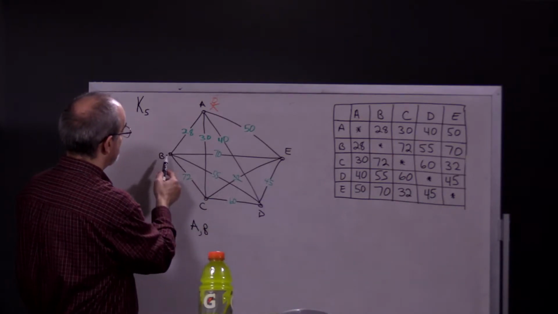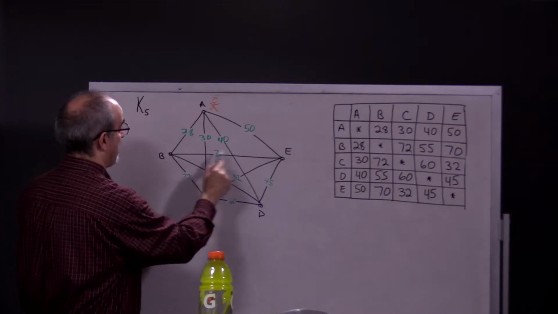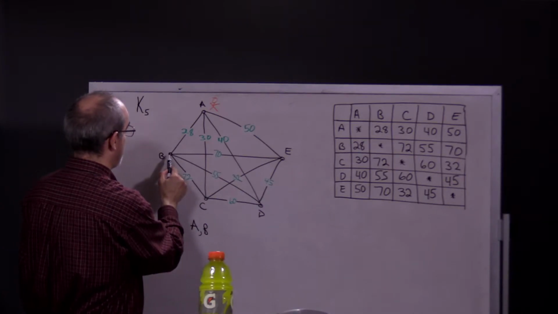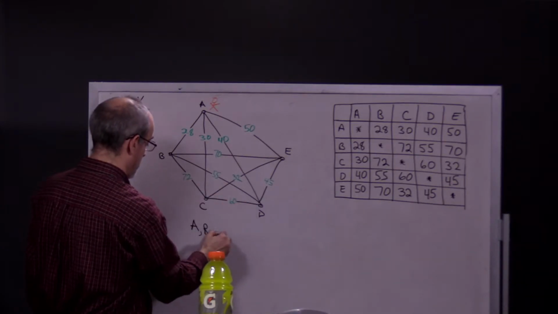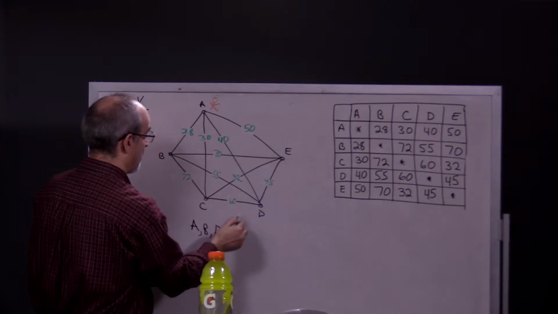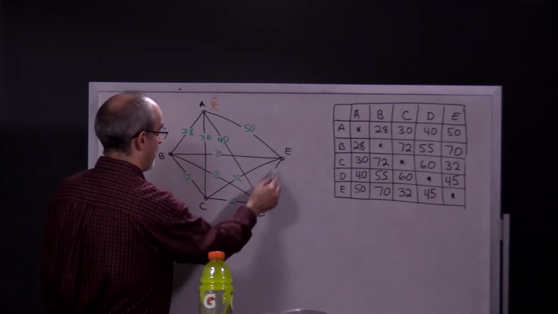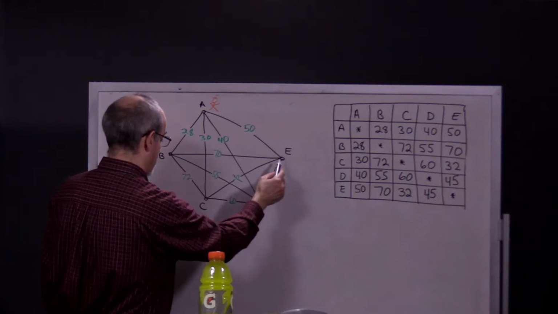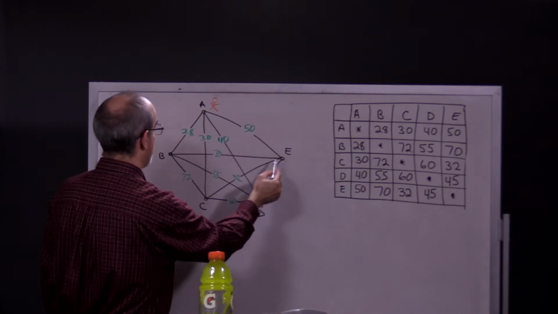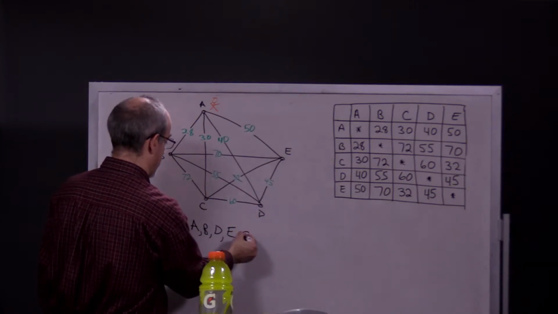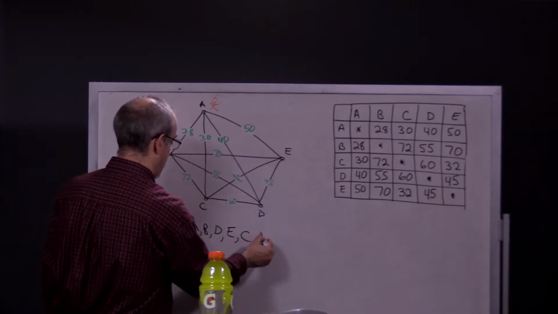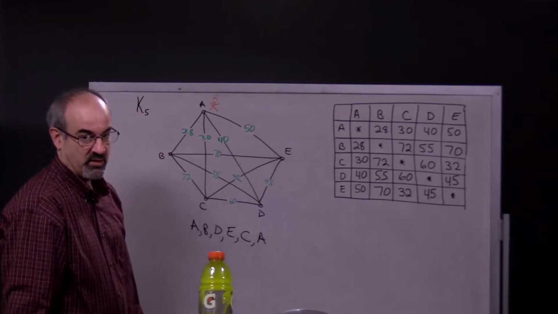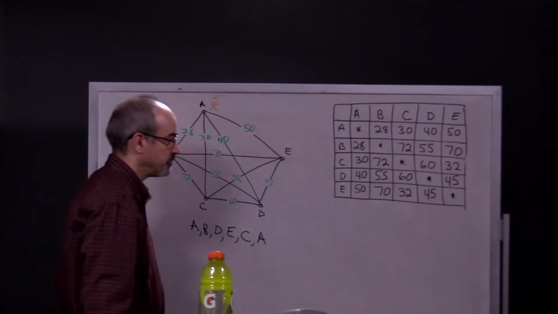Once we're at B, we could either go to E, D, or C. It looks like our nearest neighbor is D. When we're at D, we could either go to C or E. E is our nearest neighbor. And then we don't have a choice. We have to go to C now because we haven't been there yet. And then you have to go back to where you started. We'll figure out the length of the tour when we do it over here.